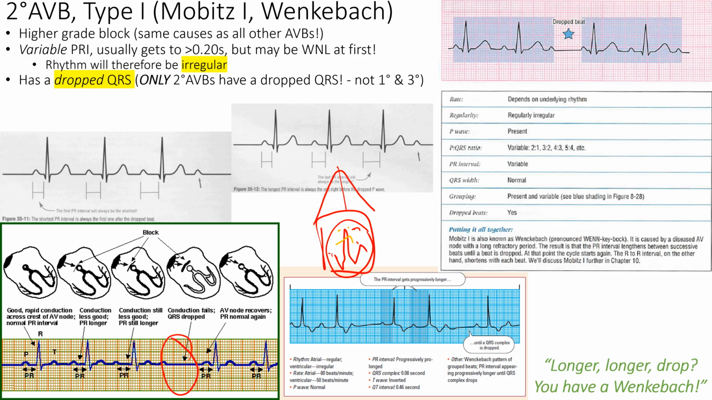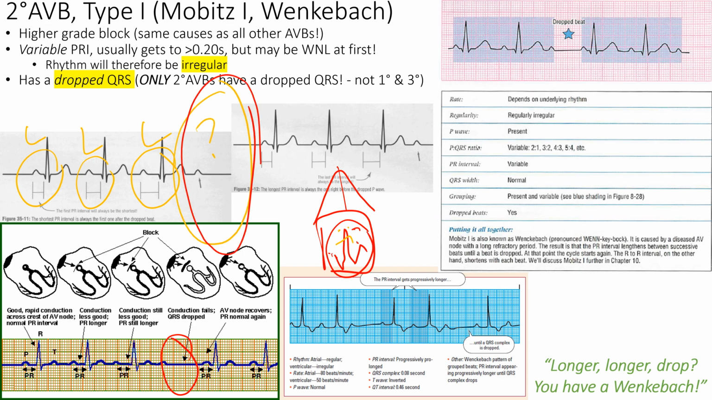With type 1 blocks, you can see it coming. The PR interval might be okay, then you've got a PR interval that starts getting prolonged. Oh, that's curious. A PR interval greater than 0.20. You might have a first degree AV block. But this PR interval then gets longer. So if it gets longer and then drops, that is a second degree type 1 block.